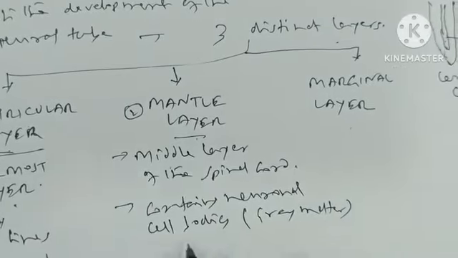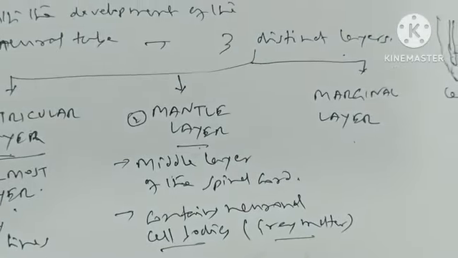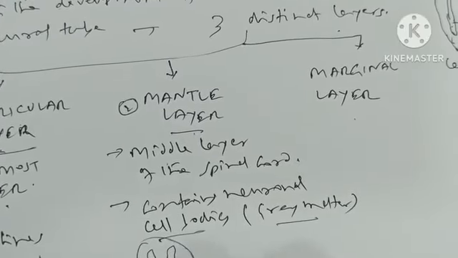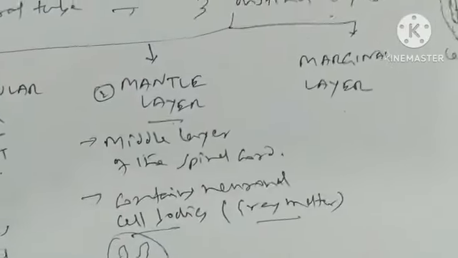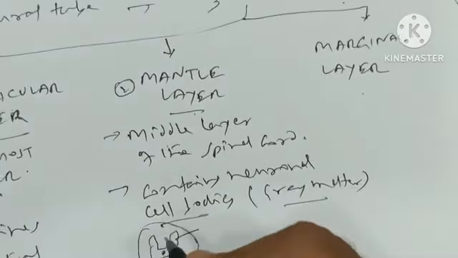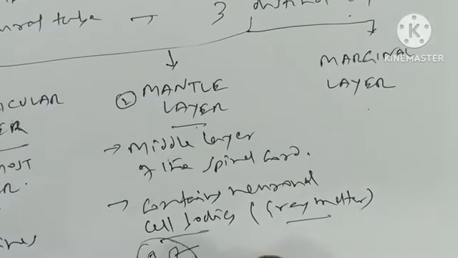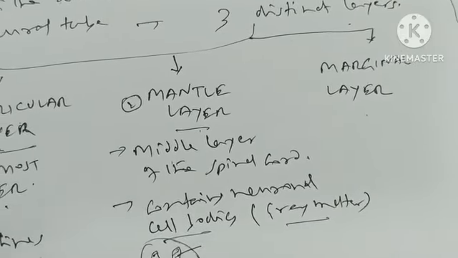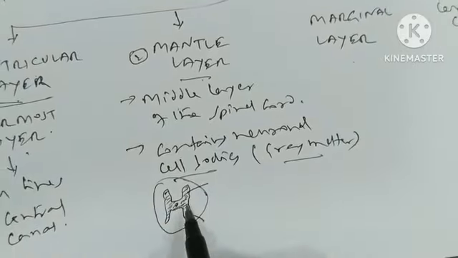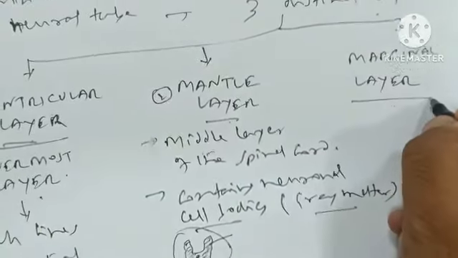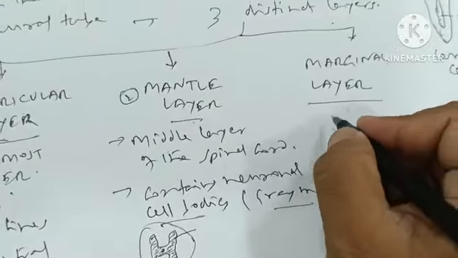We know the cell bodies form the grey matter and its shape is almost like an H. This is the dorsal horn, this is the ventral horn, we know that. So this is the grey matter formed by neuronal cell bodies, and this is the middle layer which is called the mantle layer. Clear? And the marginal layer is the outermost layer.